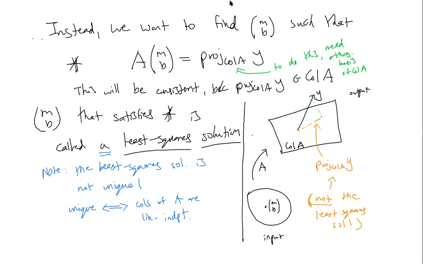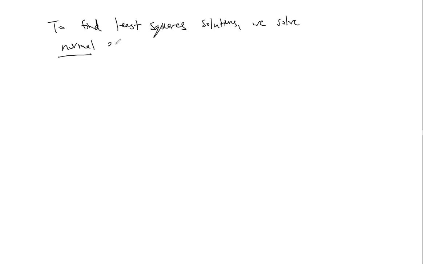And so actually, there's an easier way to do this, which is you solve what are called the normal equations. Okay, and so we'll just go over that briefly, and then we'll do an example. So instead, to find the least squares solutions, we solve what are called normal equations. And the normal equations are, well, we use two facts.